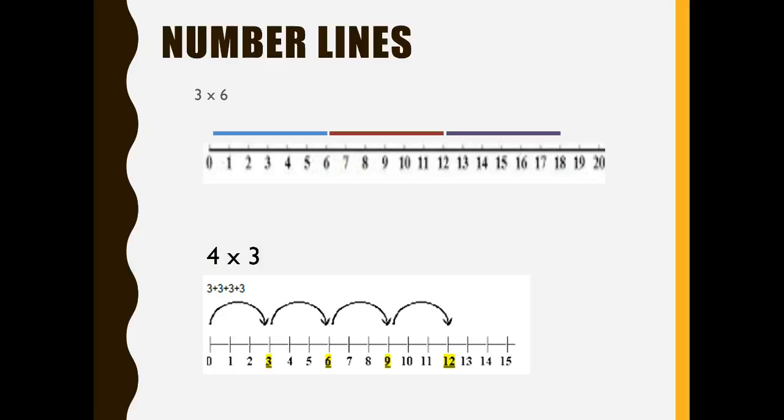Notice the bottom one where it says 4 times 3, that there are 4 groups of 3 jumps. This is a really good way to start teaching number lines, but then notice the very first one where they use straight lines. This is one of the methods they used on our STAR test. So you want to make sure the kids are exposed to both of these.